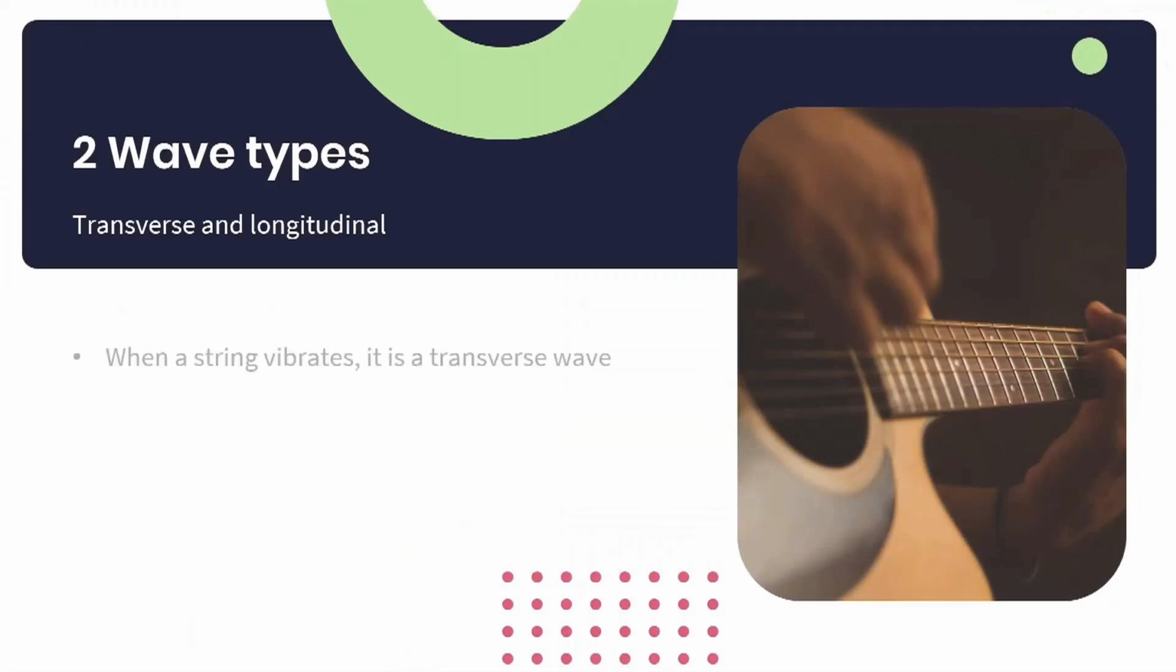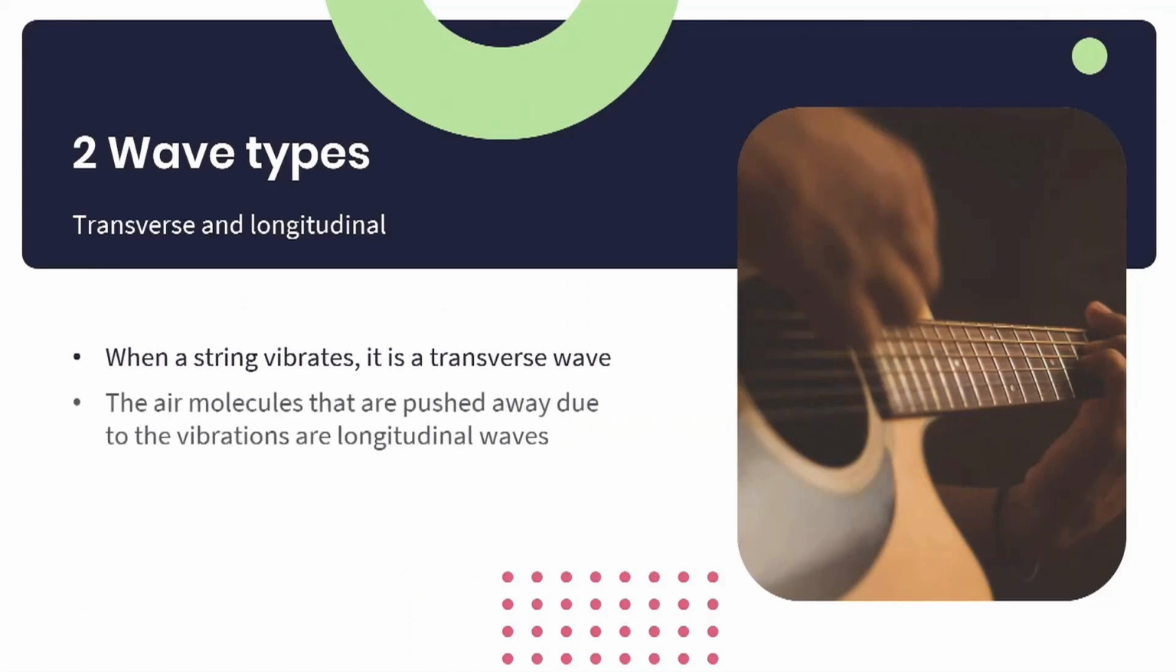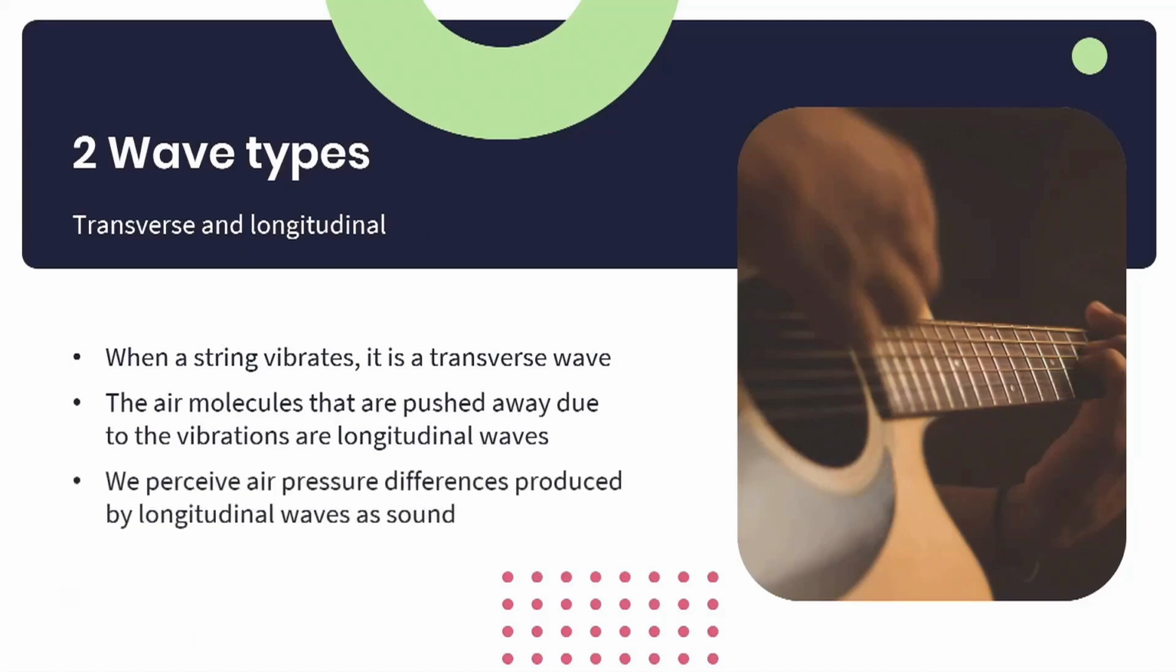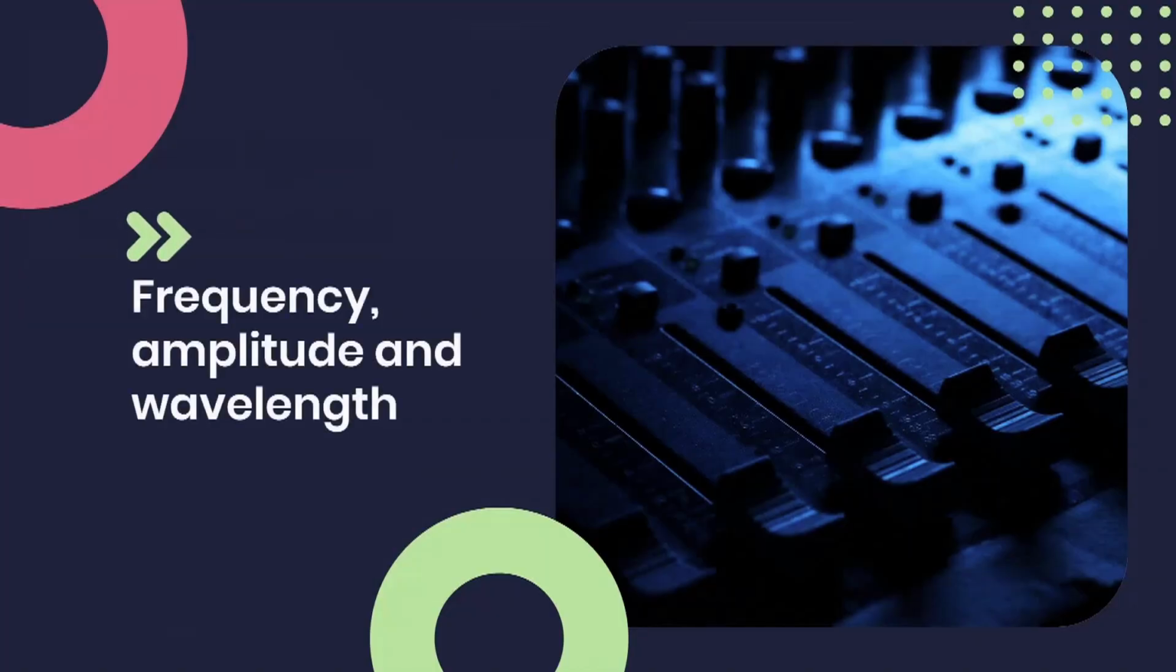When a string vibrates, you can see the transverse vibrations along the string. These transverse vibrations push air molecules and cause changes in air pressure that moves away from the string. Those changes in air pressure are called longitudinal waves, and when the air pressure differences reach our ears, we perceive it as sound. Let's have a look at the second part of this section: frequency, amplitude, and wavelength.